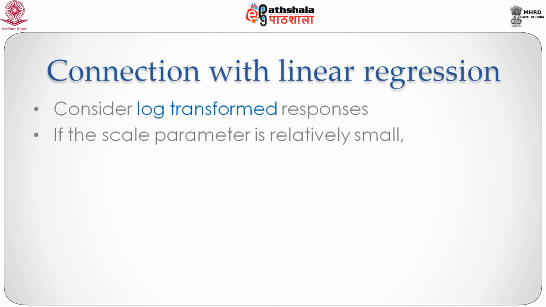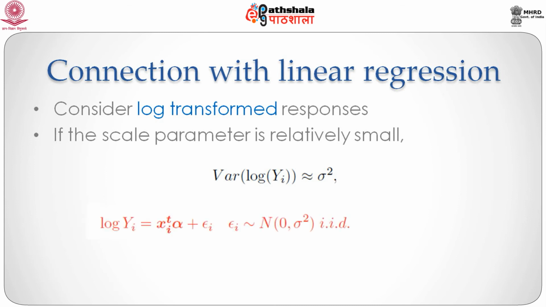Connection between gamma regression and linear regression. We wish to relate gamma regression with a log link to a linear model on the log scale. Let us consider the log transformed responses and assume that the scale parameter is relatively small. In this case, we have variance of log yi approximately sigma square, and therefore we can use log of yi equal to xi prime alpha plus ei with the assumption that ei follows normal 0, sigma square.